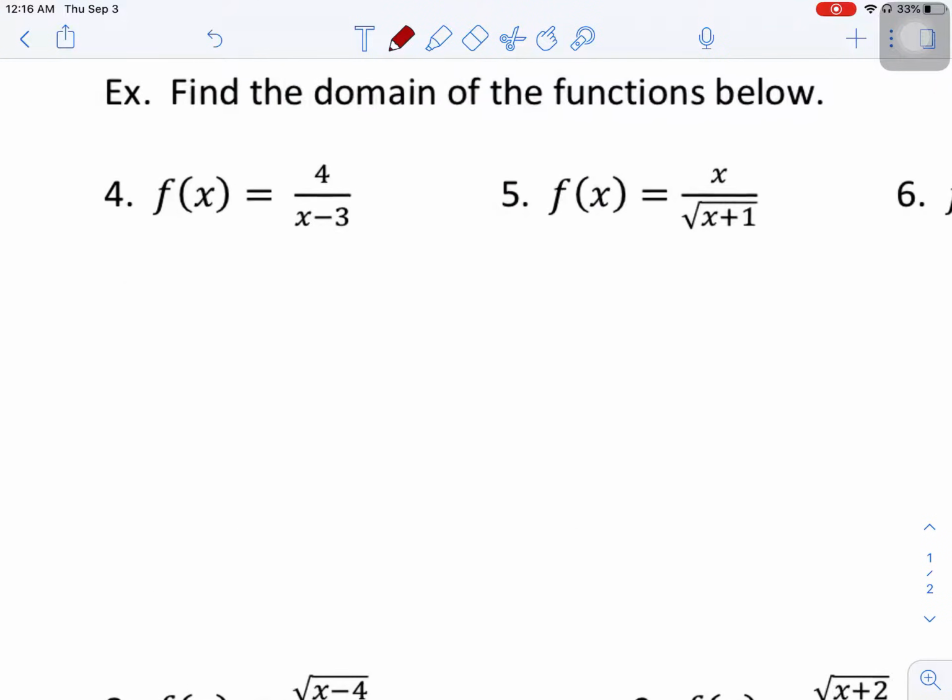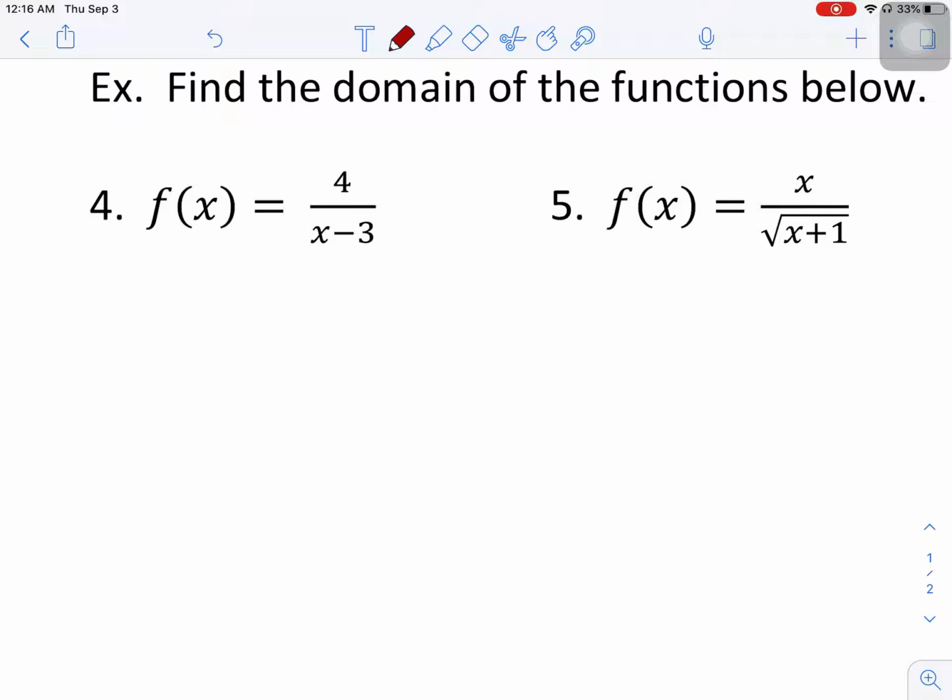First problem I want to look at is just number 4. We're supposed to find the domain. I don't have any square roots, but I do have a fraction, so I want to focus my attention on the denominator of that fraction. Mathematically, we can't allow that denominator to equal 0. So you could say x minus 3 cannot equal 0. Looks a little strange, but that's true. Either mentally solve it, or add 3 to both sides, and you'd be able to tell me that x cannot equal 3.